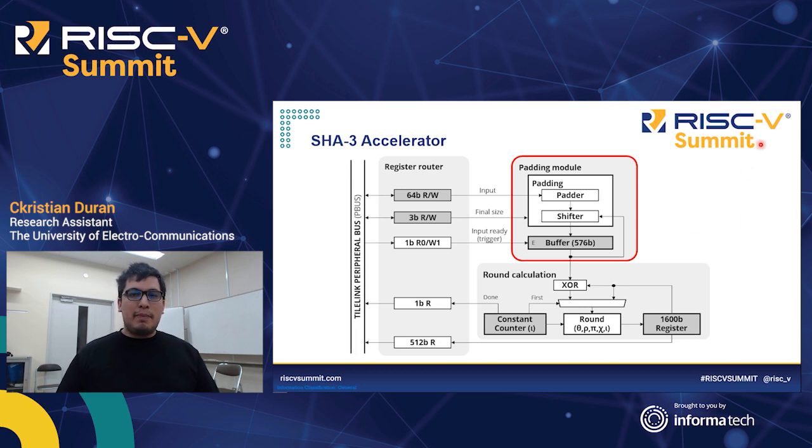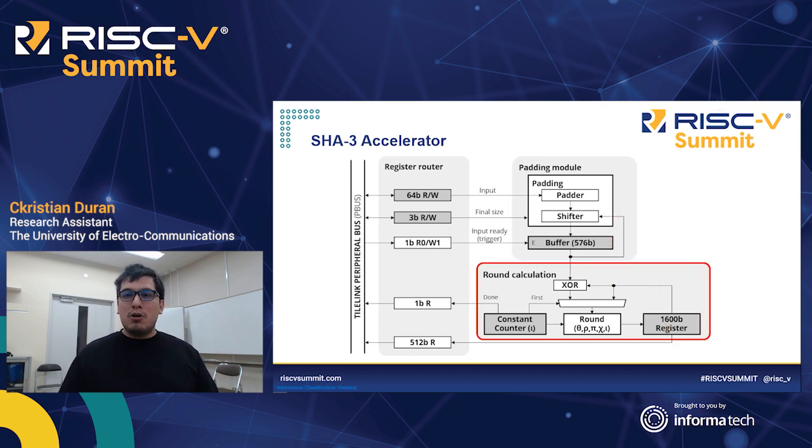This SHA-3 is composed of the padding model, which takes the input and performs the padding and the shift according to the standard. This padding model actually, when the data is not complete, the padding is not effective. We just accumulate it into a buffer until we have 576 bits completely done inside of the buffer. When we have 576 bits in the buffer, we perform a round calculation in the below box.